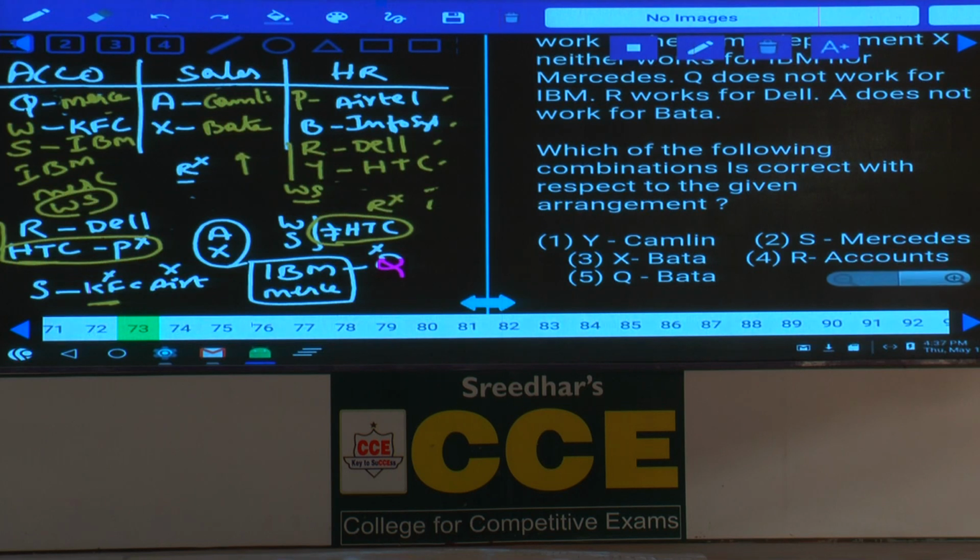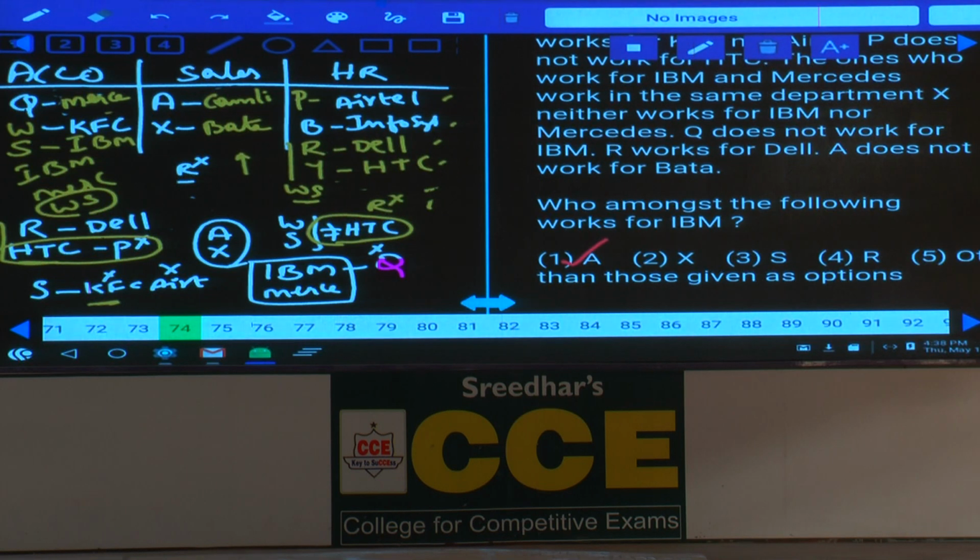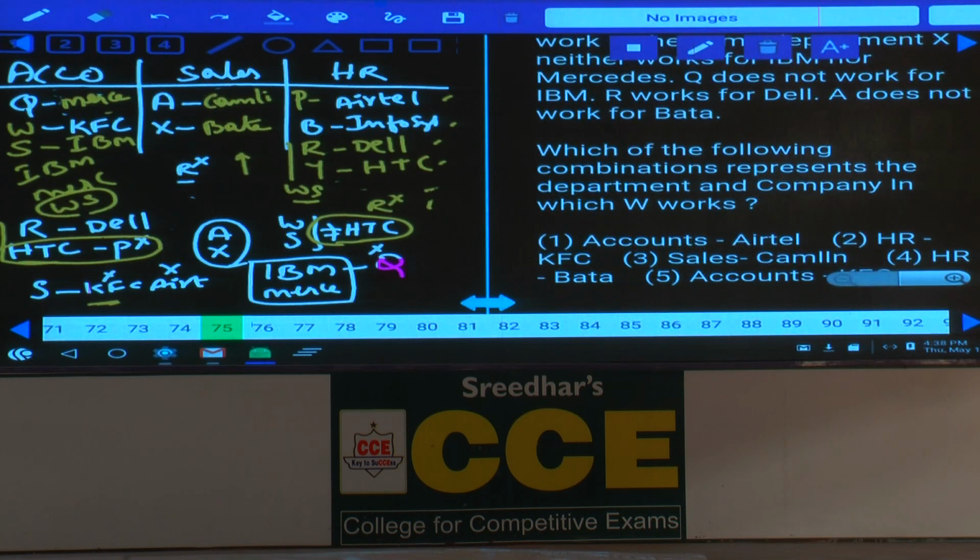72, choice 5. Then 73. Which of the following combinations is correct with respect to the given arrangement? Y Camlin, that is false. S Mercedes, that is again false. X Bata, definitely true, choice 3. 73, it is choice 3. Then next one, 74. Who among the following works for IBM? Yes, that is choice 3. Then question number 75, which of the following combinations represent the department and company in which W works? W works in KFC, that is accounts department, choice 5.